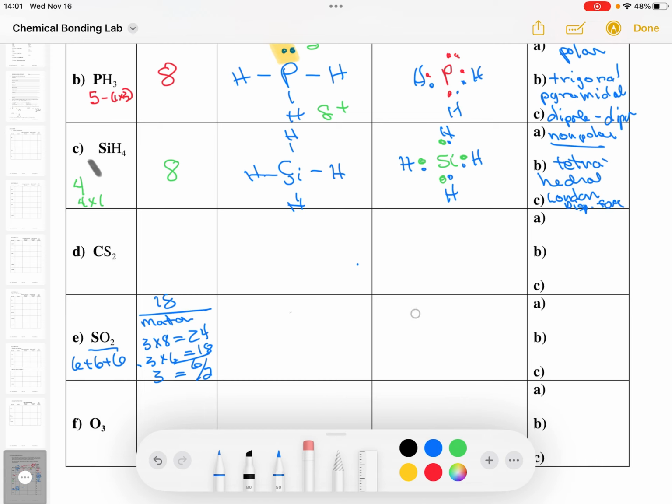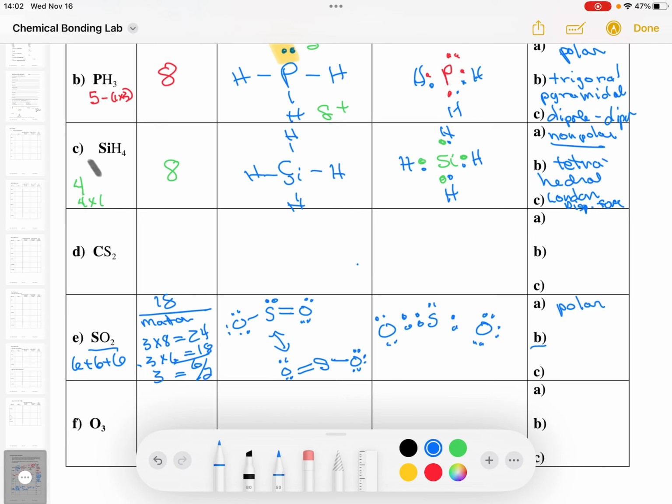Since S is in the center, I'm going to do this one first. S, I'm going to have a double bond and a single bond, and then an O and an O. It's a little easier to see over here. This will be S, double bond O, bond O. And this is a resonance structure because my double bond can also be on that side. This is polar. My shape for this will be bent, and this will be dipole-dipole.